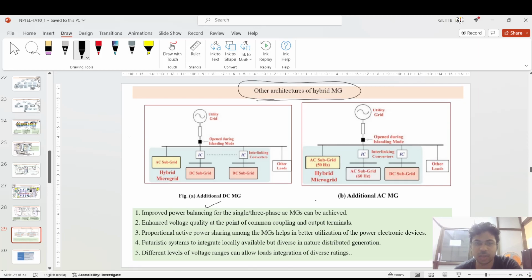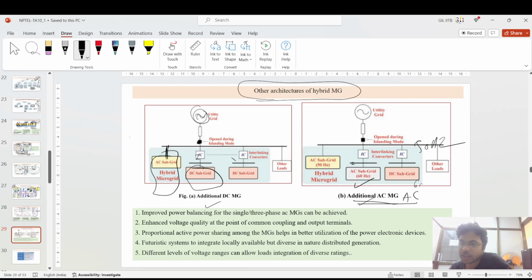So the other architecture of the hybrid microgrid has additional DGs and additional AC DGs. If you see, this is the utility grid, connected to the point of common coupling, and it is connected directly with the AC subgrid of the hybrid microgrid. And for connecting the DC subgrid, you have to connect interlinking converters. Same with the utility grid, additional ACs are there. Suppose you have a 60 Hz generation, but your normal operation is 50 Hz. Then you have to convert it from 60 Hz to 50 Hz.